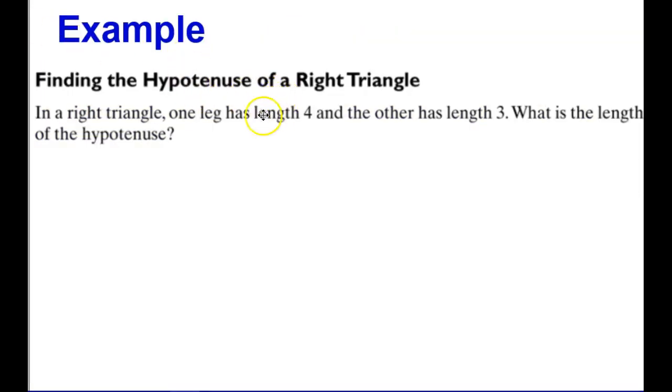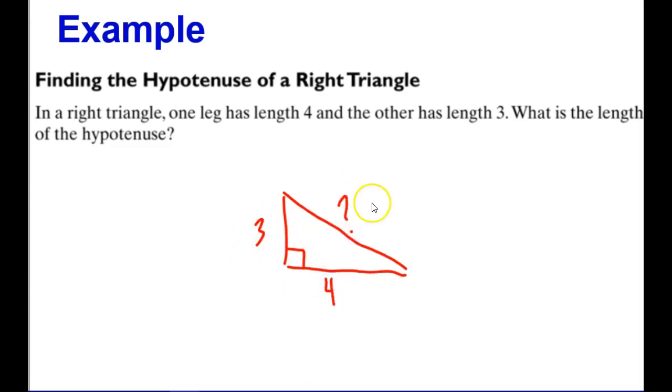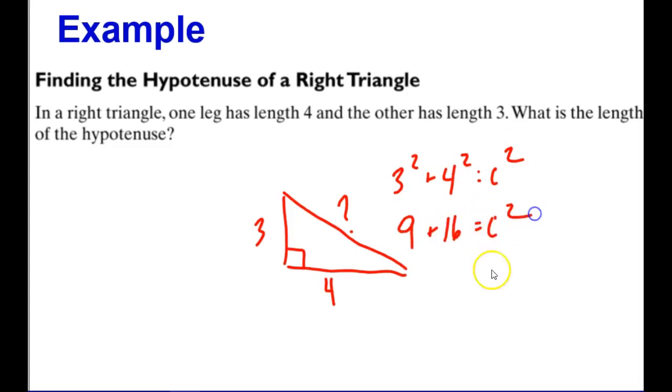Okay, so now we're going to look at this example. In a right triangle, one leg has length 4 and the other has length 3. What is the length of the hypotenuse? So I always want to start by drawing a general triangle, right? And here's going to be side length 3 and 4. So that tells me that here's what I'm looking at. So I know I'm going to have 3 squared plus 4 squared equals C squared. 3 times 3 is 9. 4 times 4 is 16. So then I add those, so 25 equals C squared.